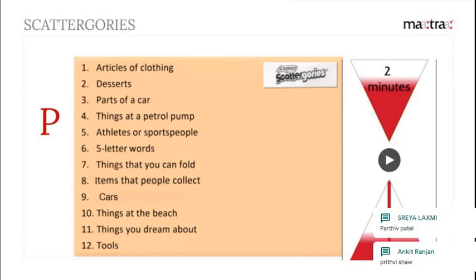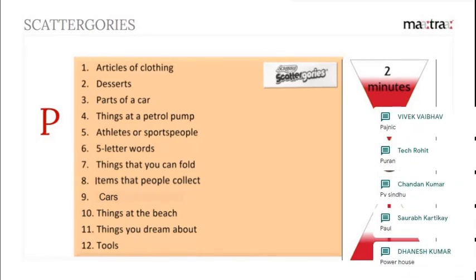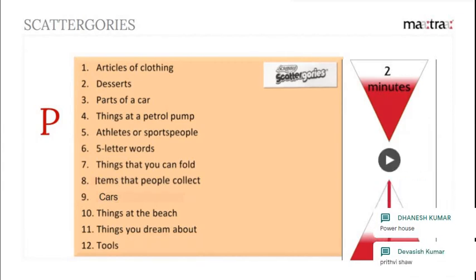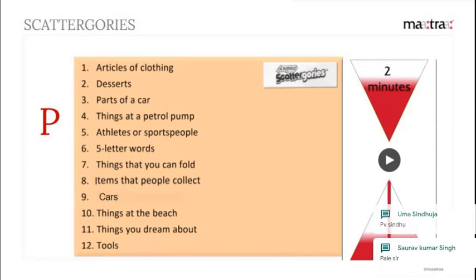Next one, athletes or sports people. Parthiv Patel, Prithvi Shaw. Who's Puran Panyek? PV Sindhu, yes. Powerhouse as a sports person or athlete. Prithvi Shaw. PV Sindhu. Very good. Chalo, next one. 5-letter words.